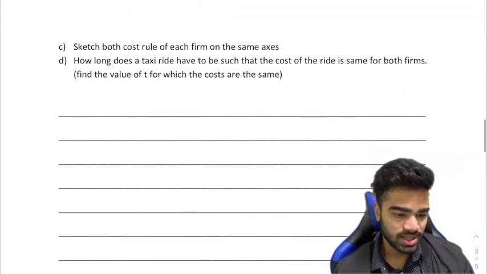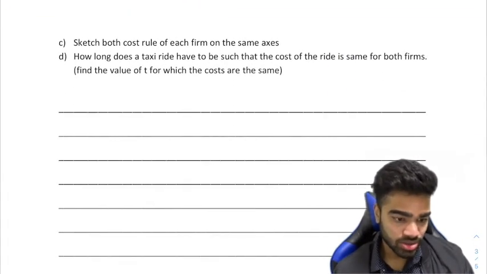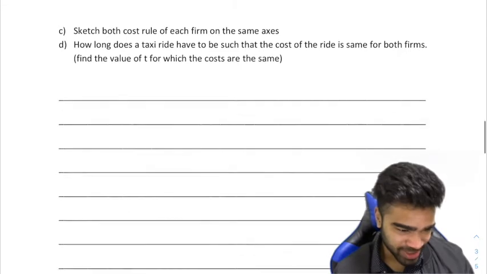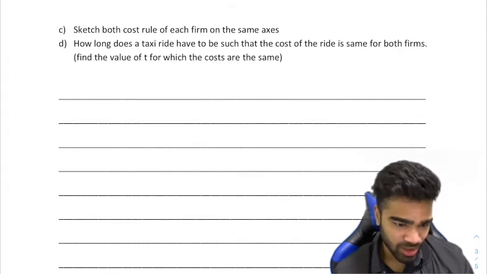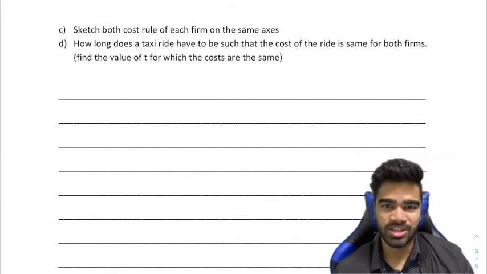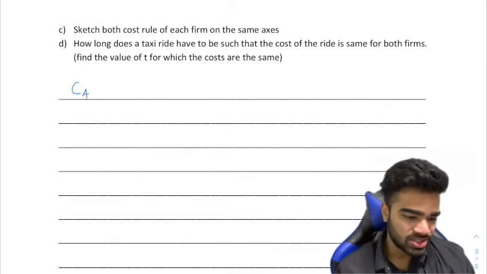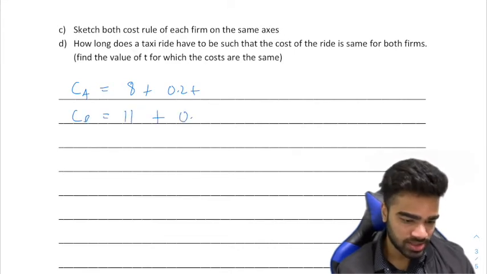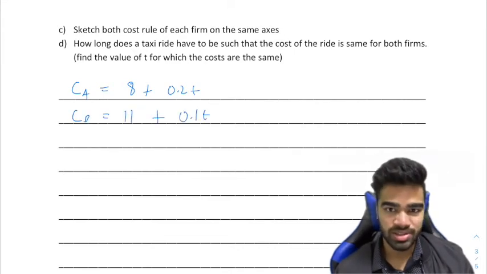Alright, part C. So sketch both cost rules of each firm on the same axis. I think I messed up the question when I made this. Pretty much sketch both the graphs, okay? So we need to sketch C of A is equal to 8 plus 0.2t, and C of B is equal to 11 plus 0.1t. We need to sketch both of these on the same axis.